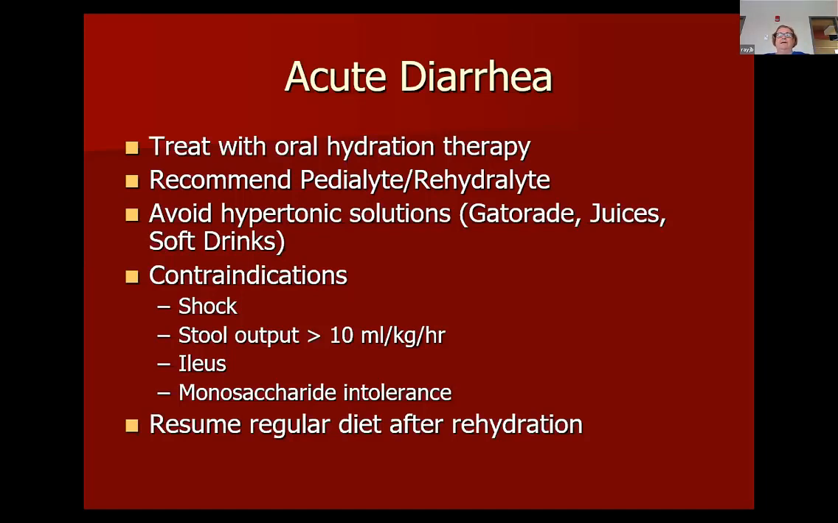It just didn't help. And then also, if you did an x-ray for any reason and you saw that they had an ileus, or in particular, you actually even used your clinical skills and found out that there were no bowel sounds, that would not be a good time to try oral rehydration therapy, because it's not going to work. And for whatever reason, if they're having some monosaccharide intolerance, which doesn't happen that often, but if the family knows of that, they will tell you that anyway. But resume the regular diet just as quickly as you can.